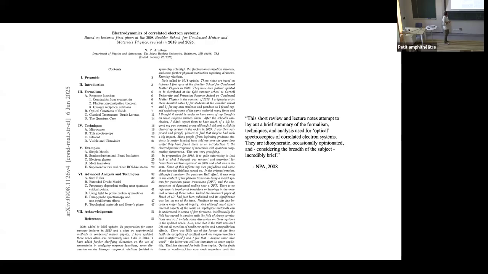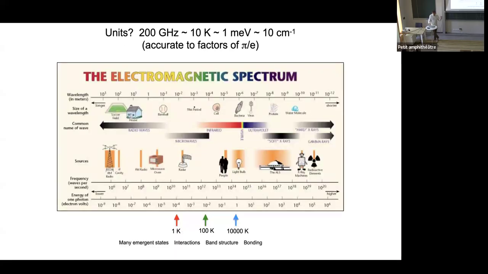This short review and lecture notes attempt to lay out a brief summary of the formalism, techniques, and analysis used for optical spectroscopies of correlated electron systems. They are idiosyncratic, occasionally opinionated, and considering the breadth of the subject, incredibly brief. And so that's, of course, also going to be true of the lecture. Okay, as a broad audience, let's just set the scale for what we're talking about.